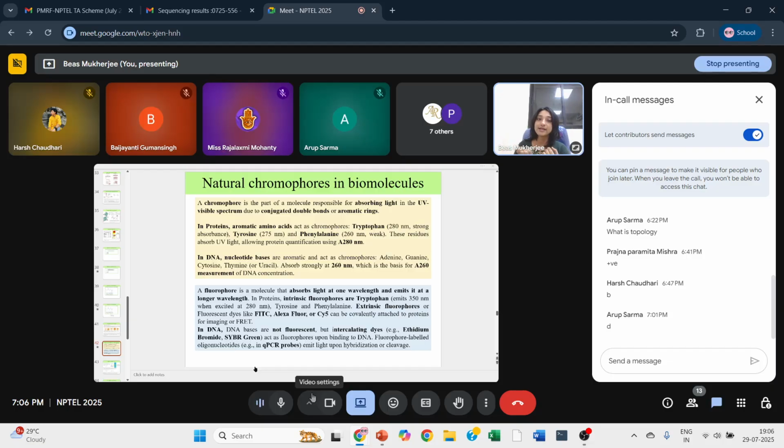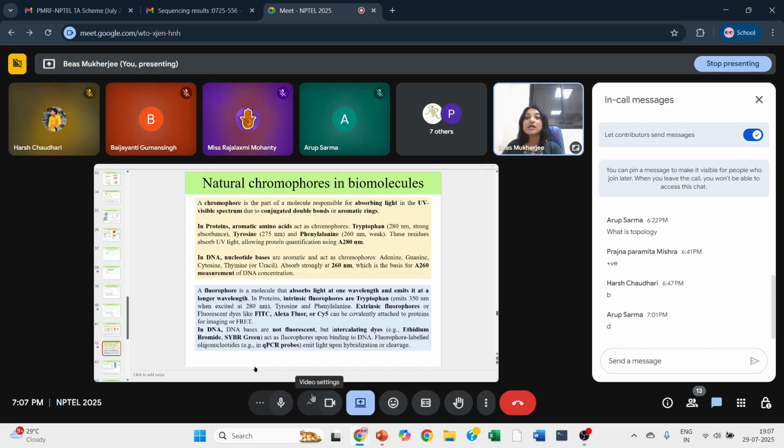Tryptophan absorbs light at 280 nanometer, very strong absorbance. Tyrosine at 275 and phenylalanine at 260. These residues absorb UV light, allowing protein quantification using A280 nanometer. So what is this A280 nanometer? We'll look at Beer-Lambert's law and then you can figure out what A280 is. A280 is actually the absorbance at 280 nanometer wavelength. So 280 nanometer means you can understand that this is definitely UV light. It is not visible light, right?